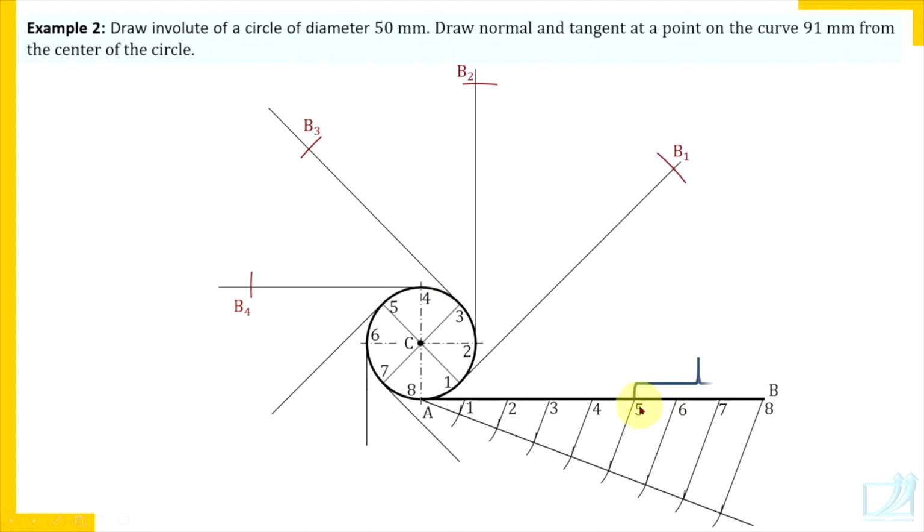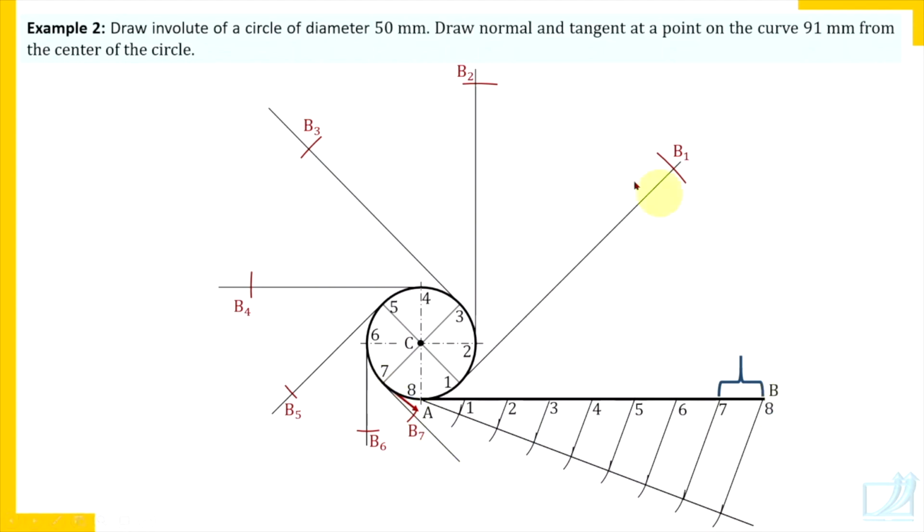Now take distance 5b in compass. We are just reducing the length of tangents by one division. So take distance 5b in compass, and from point 5 on the circle cut the fifth tangent. Now take distance 6b in compass, and from point 6 cut the sixth tangent. Take distance 7b in compass, and cut the seventh tangent.